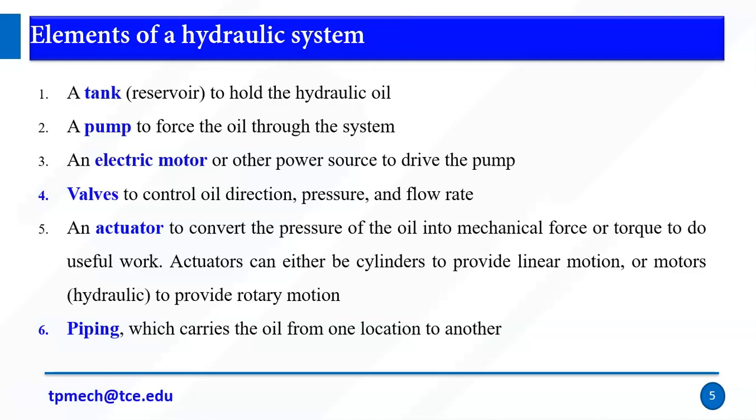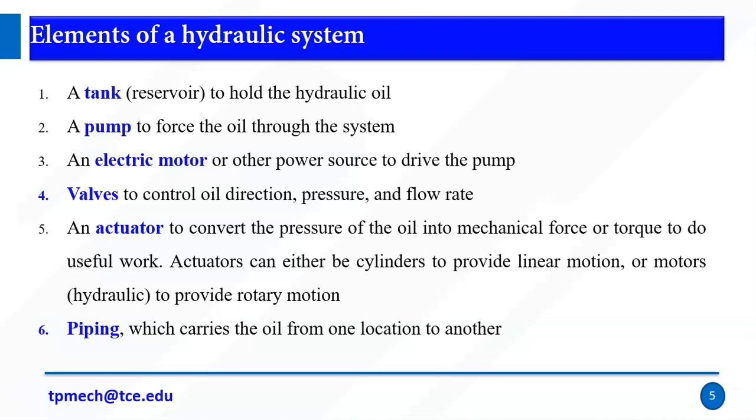The fourth one is we need valves to control oil direction, pressure and flow rate, right? These are the control devices. And finally, we need an actuator to convert the pressure of the oil into mechanical force or torque, or into useful work, right? So an actuator is a device which converts one form of energy, the pressure form of hydraulic energy, to some useful work.